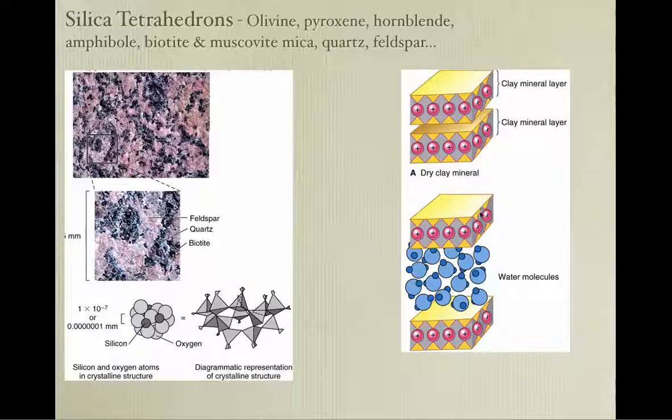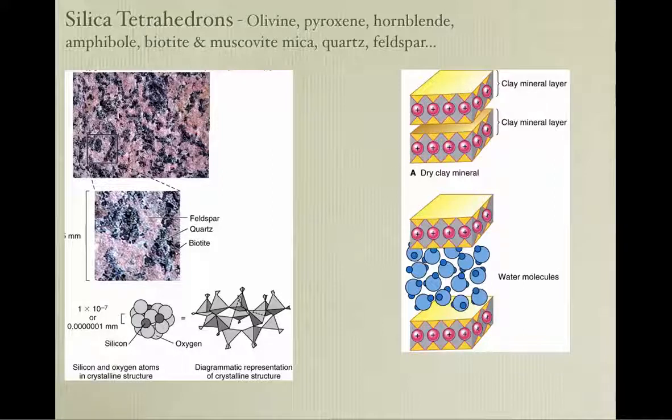Now, silica tetrahedrons, I'm going to cover this really quickly, and it's not a super big deal. They make the bases of olivine, pyroxene, hornblende, biotite, muscovite, mica, quartz, and feldspar. These little molecules made out of 3 oxygens and 1 silicon are the building blocks.